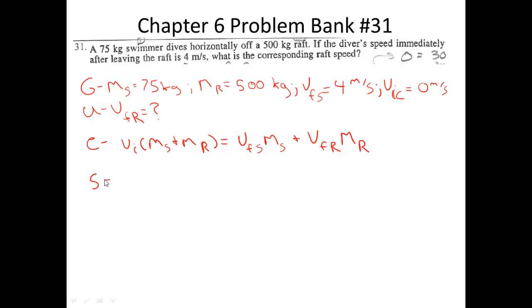Substituting everything in, our initial momentum, because of our velocity, will be 0. 0 times any mass will be 0. The final velocity of the swimmer is 4 meters per second multiplied by that mass, which is 75 kilograms, plus V sub FR, which we will be solving for, multiplied by 500 kilograms.